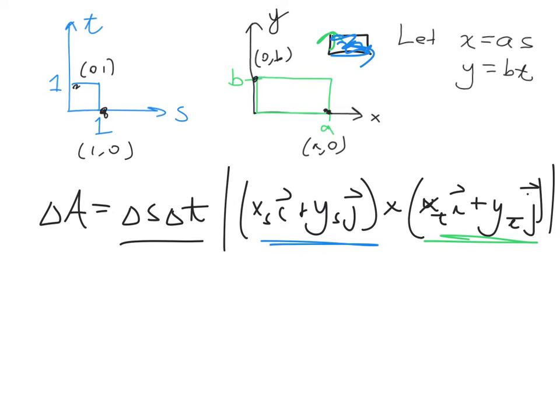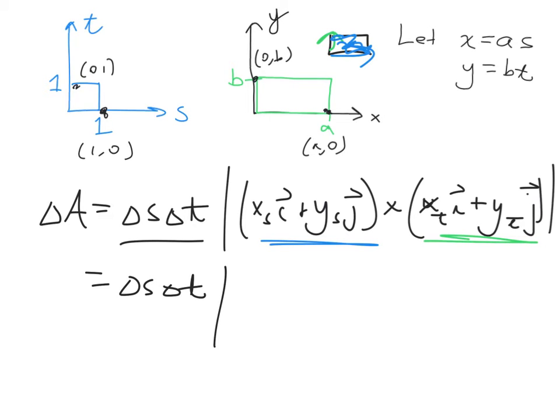And so what is this cross product? Well, actually we can do it quite generally because there are no k components around, and this x sub s i cross x sub t i, that's going to be 0, y sub s j cross y sub t j, that's going to be 0. So although there are 4 terms to this cross product, 2 of them are 0, and so we're left with just 2 terms, and we can write that out quite generally. This is delta s, delta t.